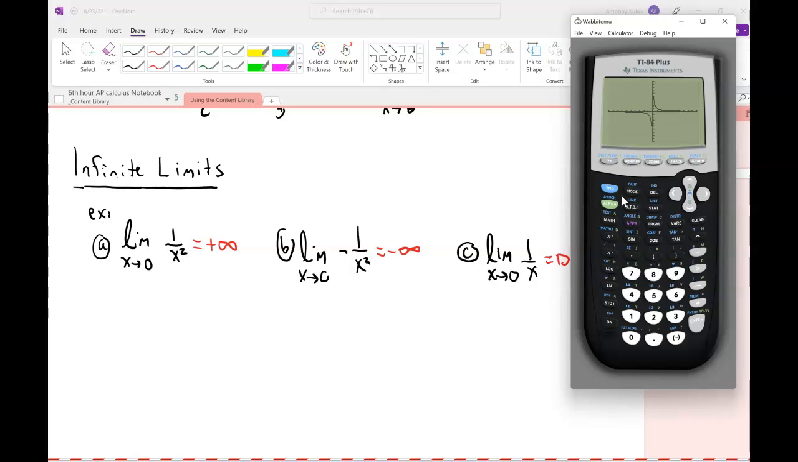Okay, if we remember back and thought about the graphs for each of these three functions, what is going on at x equals 0 in the graph for each one of these three? There's an asymptote. There's a vertical asymptote. Great. So what do we think is the relationship between vertical asymptotes and the limit behavior that we're seeing here?